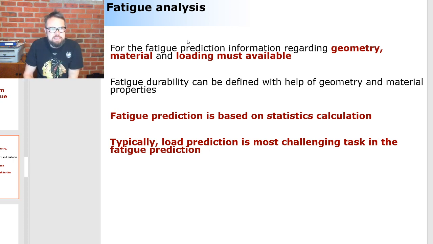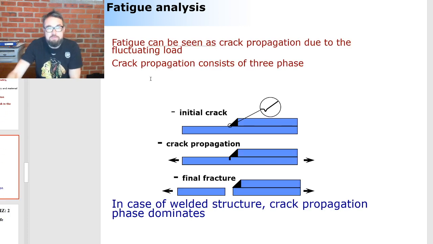Now, fatigue resistance, durability can be defined when you know the geometry and material properties. And then we just need to know the loading prediction, and that's typically the most challenging task that one needs to carry out when doing the fatigue prediction. Fatigue itself, this is only when we're speaking about welded structures, consists of kind of three phases. Well, only one phase is the real one.